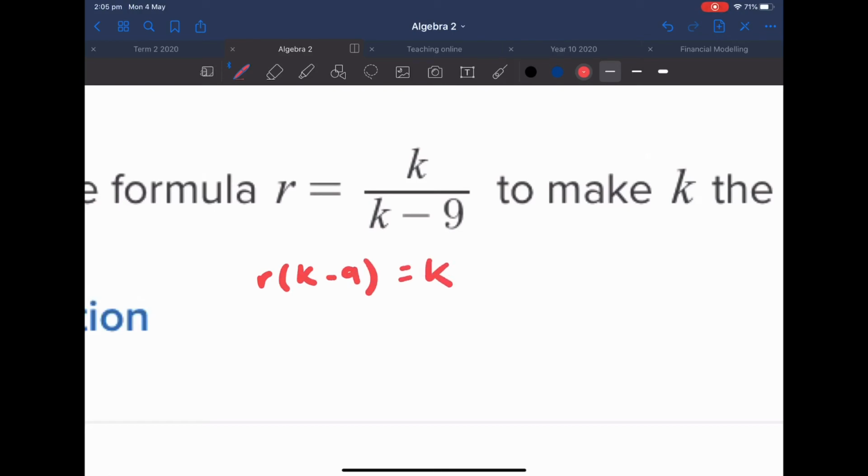Now, through a bit of intuition, you look at this and you go, well, what can I do now? I could divide that across, but that just gets me back to where I started. So maybe we'd like to expand these brackets and get rk minus 9r. And now you go, well, what can I do now? Remember, we're trying to get k together or on its own. So I want to move this rk over here. The way I do that is by taking it away, because it's just there, so I need to take it away. I'm going to get k minus rk.